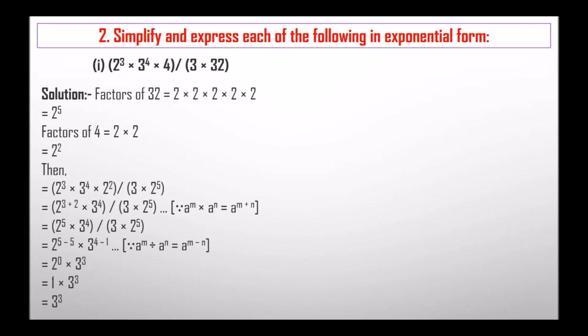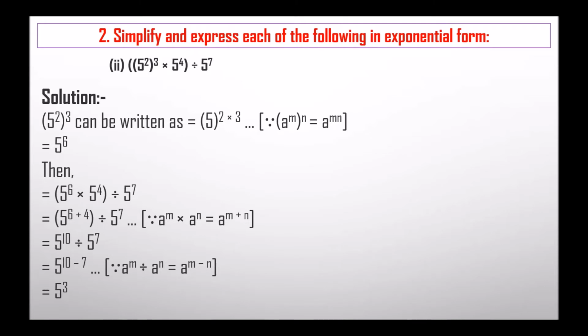So 2 cube and 2 square can be added. So 2 raised to 3 plus 2 into 3 raised to 4 divided by 3 into 2 raised to 5. So 3 plus 2 is 5. Now we will subtract 2 raised to 5 and 2 raised to 5. So 2 raised to 5 minus 5 into 3 raised to 4 minus 1. So 2 raised to 0 into 3 raised to cube. 2 raised to 0 is always 1. Any base with an exponent 0 is always 1, into 3 cube. So the answer is 3 cube.